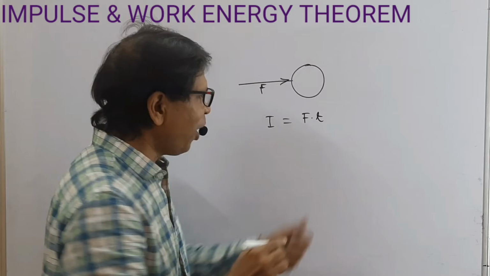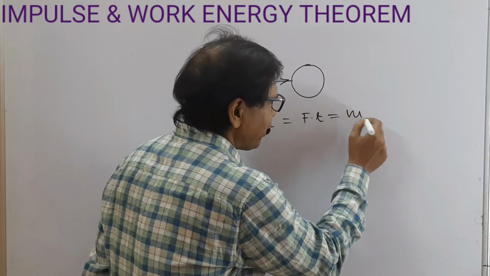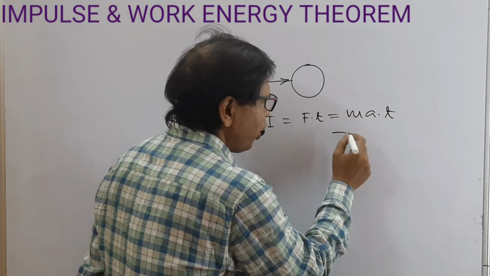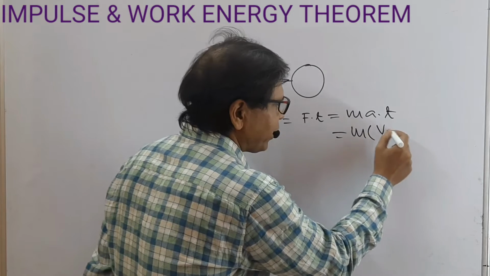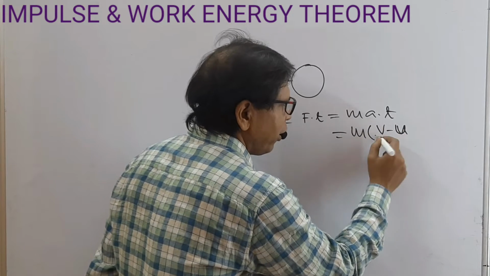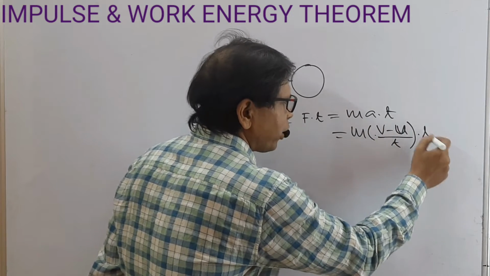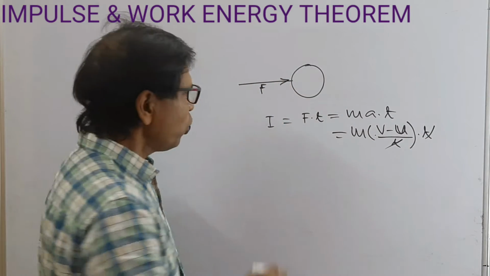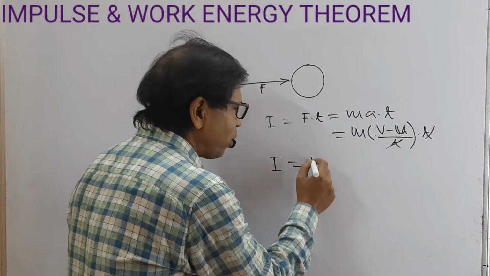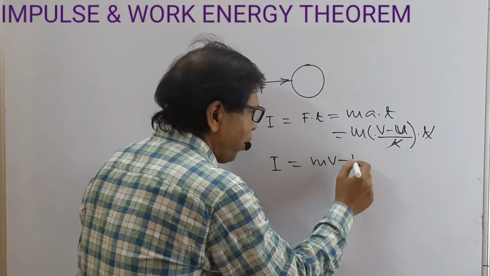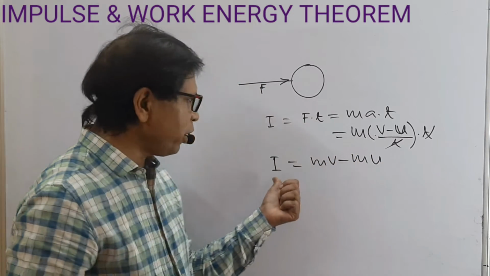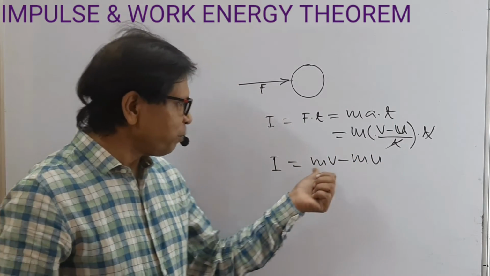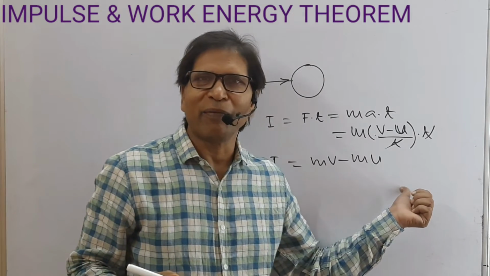Now we know F equals mass into acceleration. So this is m into acceleration, that is change of velocity divided by time, into time. So the time cancels out. So impulse is equal to mv minus mu. Therefore impulse I equals change of momentum.